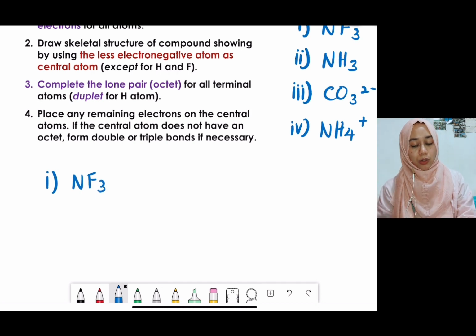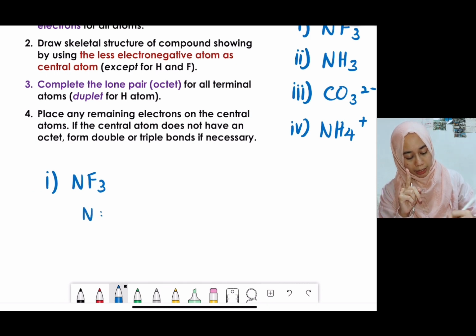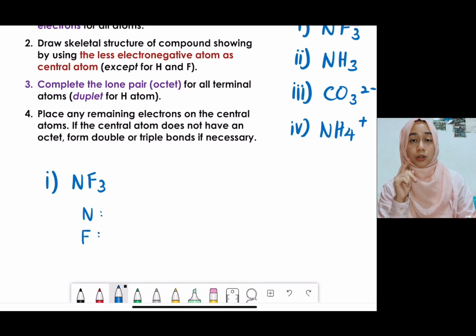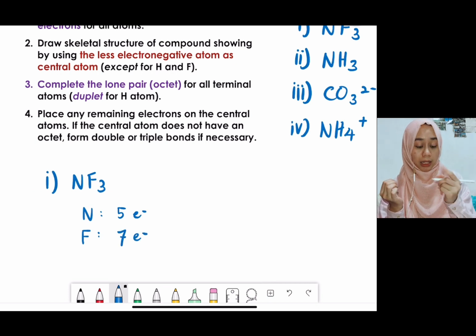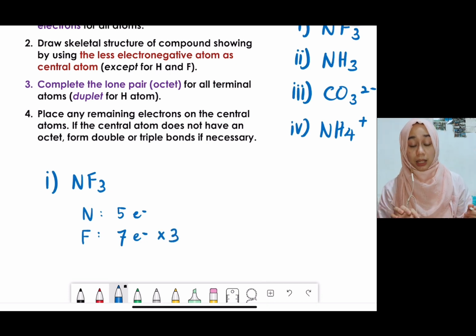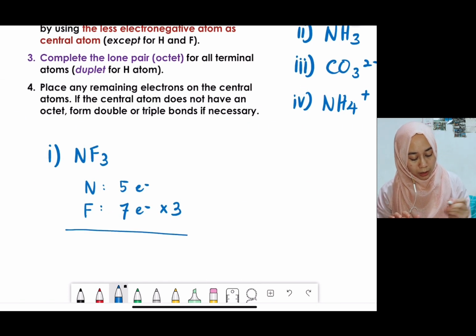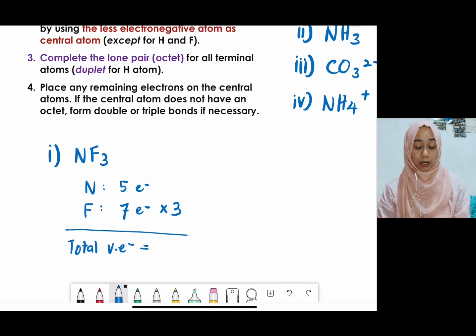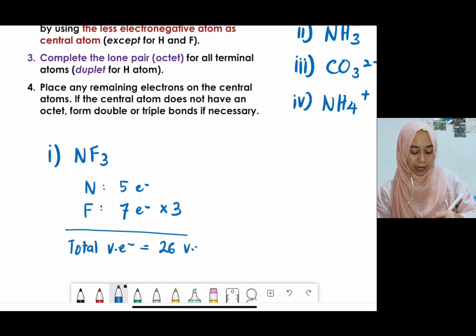Okay, so calculate the total number of valence electrons for all atoms. Itu step pertama. Okay, jadi kita ada nitrogen atom, kita ada fluorine atom. So untuk nitrogen is in group 15, therefore it has 5 valence electrons. Meanwhile fluorine pula adalah in group 17, therefore it has 7 valence electrons. Tapi bear in mind we have 3 atoms of fluorine, therefore yang 7 ni kena darab dengan 3. Therefore total number of valence electrons adalah sebanyak 7 darab 3, 21, tambah 5, 26 valence electrons.